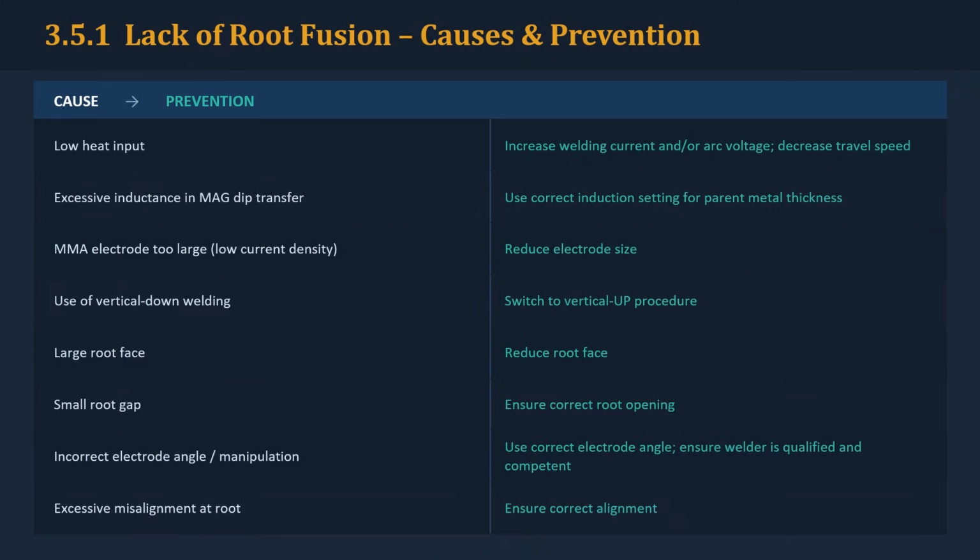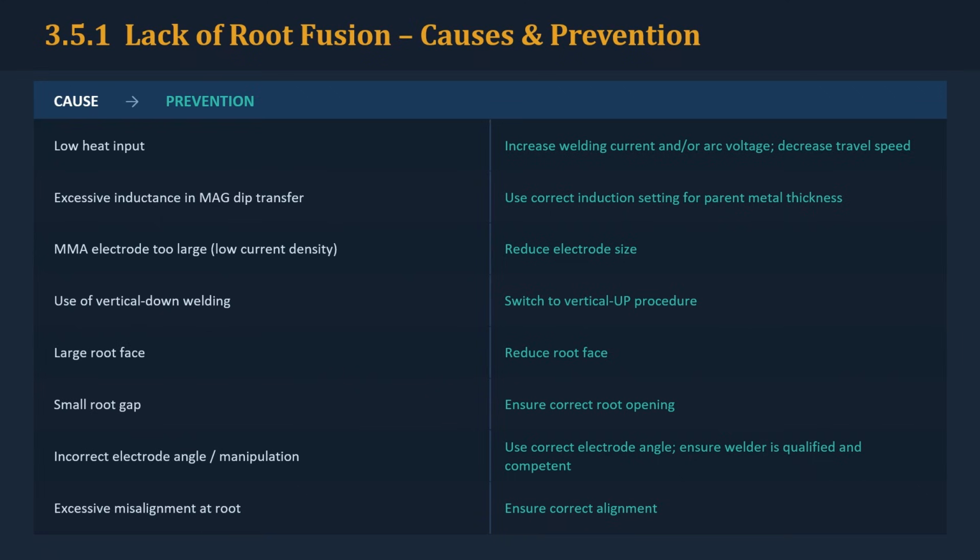Root fusion is particularly important because the root region of a butt weld can experience significant stress. Several factors influence the ability to achieve proper root fusion. Low heat input is one. An excessive inductance setting in MAG welding can also contribute. Using an MMA electrode that is too large can reduce the current density available at the root. The welding position is important as well. The presentation highlights vertical down welding as having higher deposition but potentially lower penetration compared with vertical up welding.